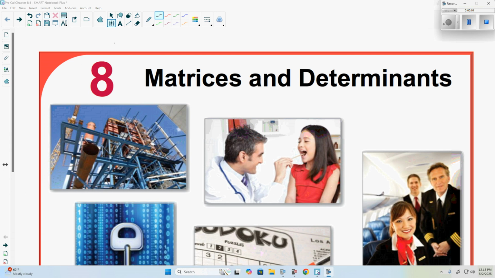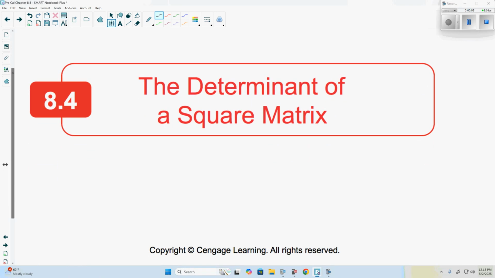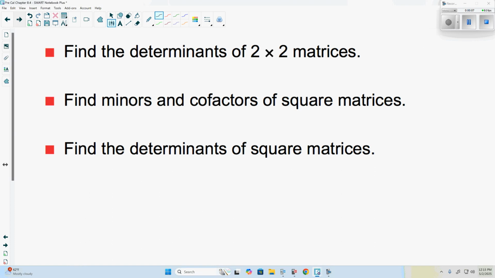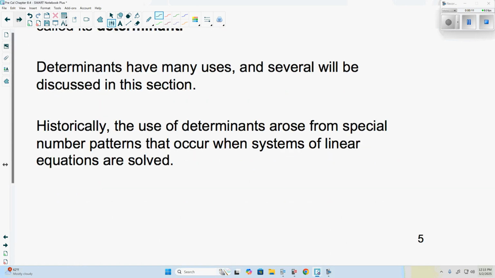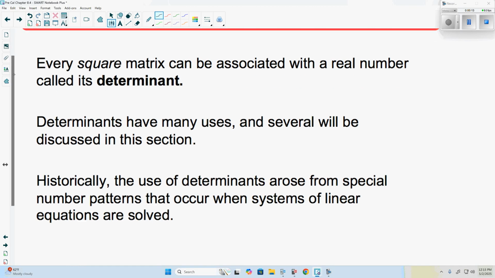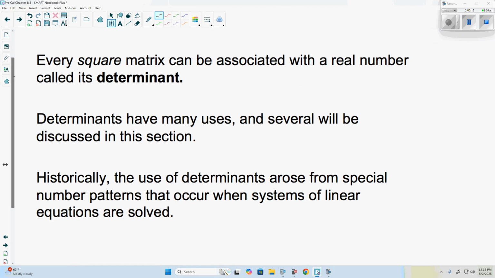Last lesson of chapter 4 we're going to look at is determinants. Determinant of a square matrix, because we can only take the determinant if it is a square matrix. 2 by 2. Every square matrix can be associated with a real number called its determinant. Determinants have many uses and will serve discussion.